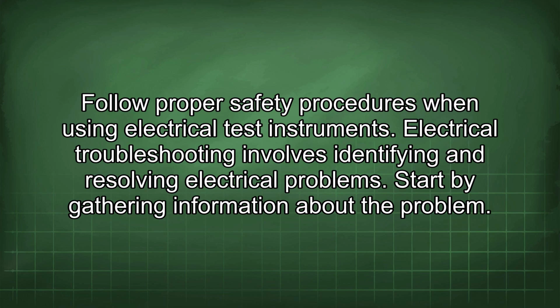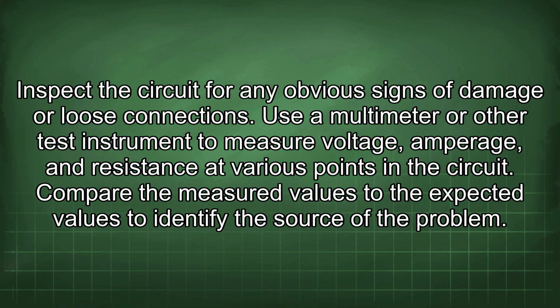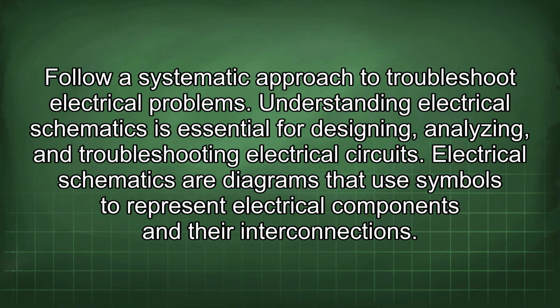Electrical troubleshooting involves identifying and resolving electrical problems. Start by gathering information about the problem. Inspect the circuit for any obvious signs of damage or loose connections. Use a multimeter or other test instrument to measure voltage, amperage, and resistance at various points in the circuit. Compare the measured values to the expected values to identify the source of the problem. Follow a systematic approach to troubleshoot electrical problems.